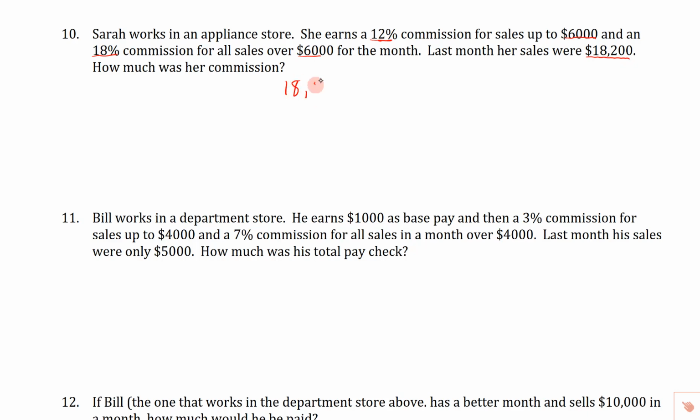So total, her sales were $18,200. So the first tier is the $6,000 at 12%. Now we have to take that $6,000 out of her sales. So if we take our $18,200 and subtract $6,000, then she ended up with $12,200 at that higher tier. And her higher tier is at 18%.